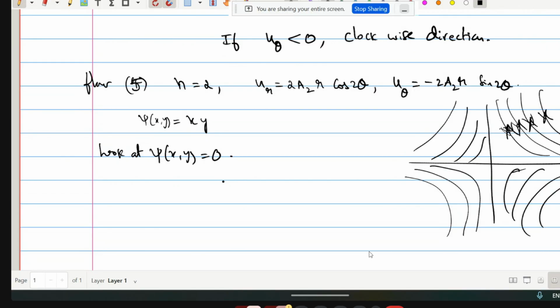Sir, I have checked, sir. ur is equal to a r square cos 2 theta, sir. Our general form is a n r power n cos n theta. So ur is n a r power n minus 1 cos n theta. That is ur, right? Yes, sir. And u theta is minus a n r power n minus 1 n into sin n theta. This is fine, I think.